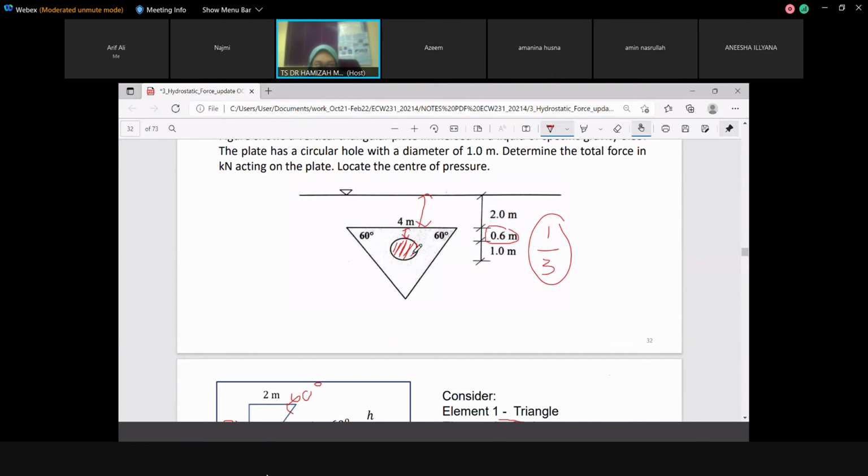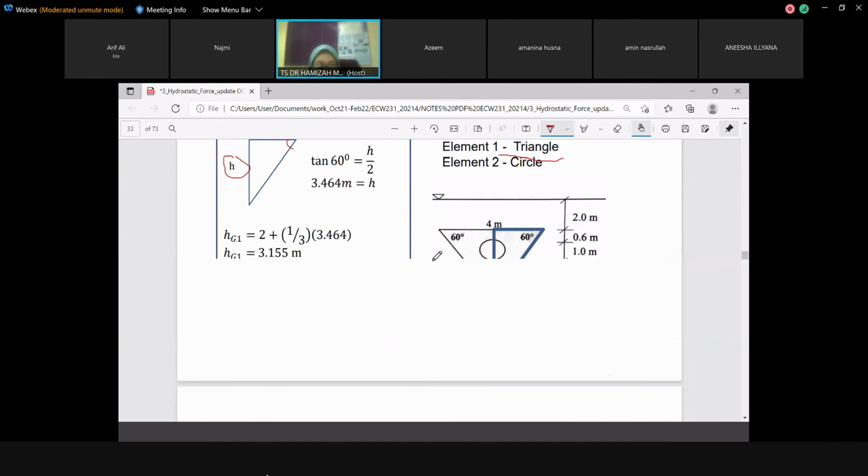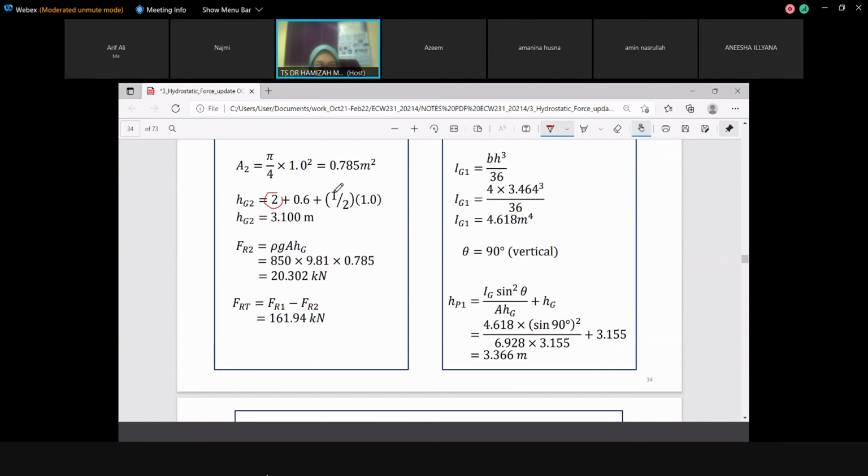Diameter dia 1. So, half of the 1. Okay, separuh daripada diameter of the circle tu ialah 1. 1/2 darab 1 dapat 0.5. So, you have the Hg untuk circle. Then, baru dia tolak. Okay, force dia tolak dengan space. Force for R1 minus force for R2.